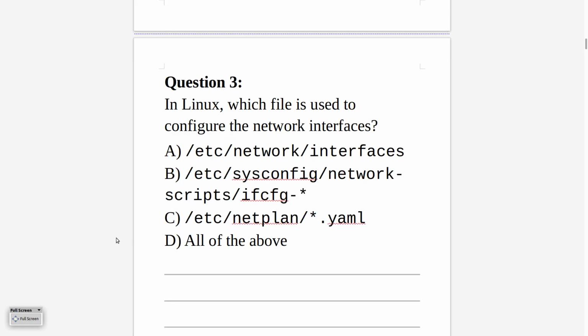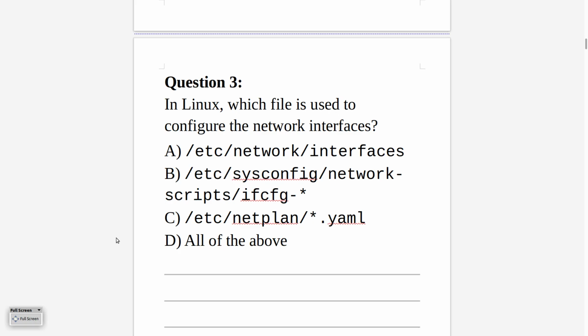Next question, number 3. In Linux, which file is used to configure the network interfaces? Is it /etc/network/interfaces? Is it /etc/sysconfig/network-scripts/ifcfg multiple files? Is it /etc/netplan/*.yaml files, or all of the above? Where do you configure the NIC in Linux?